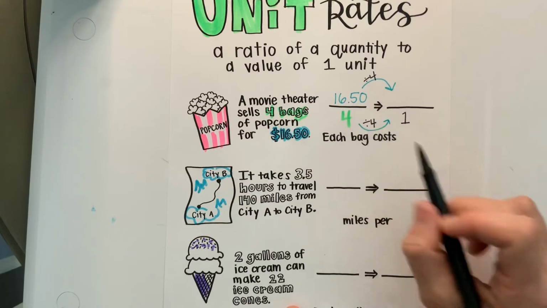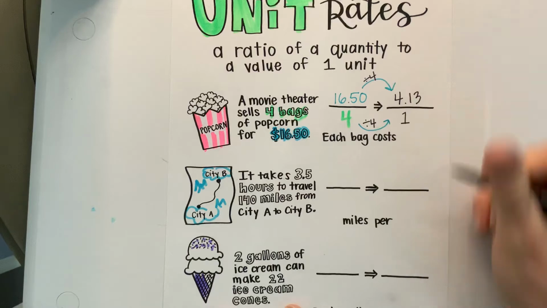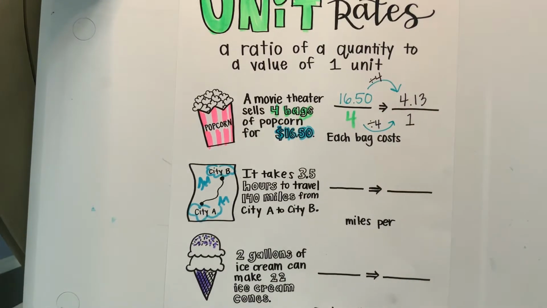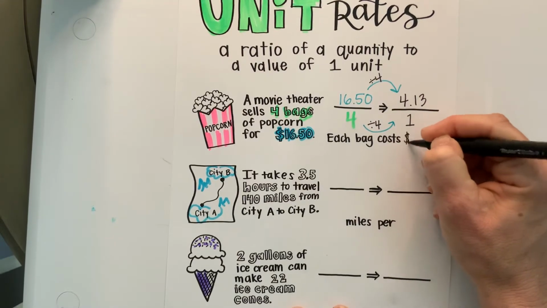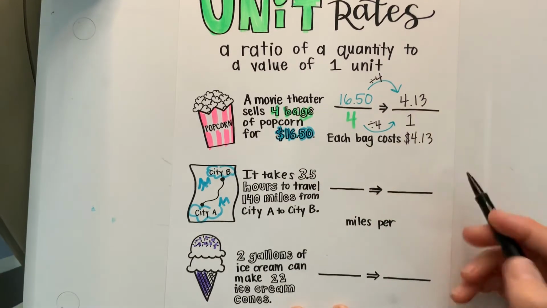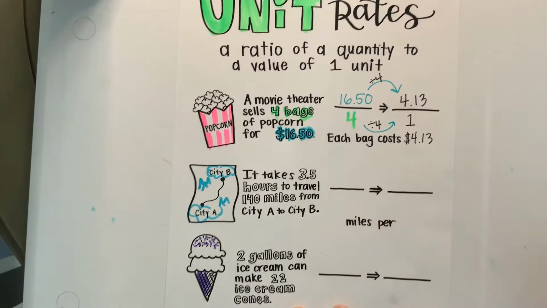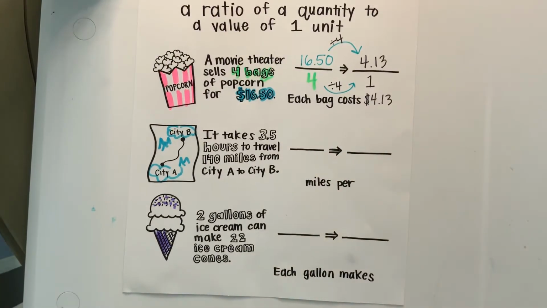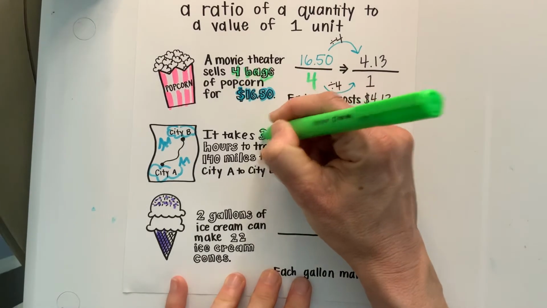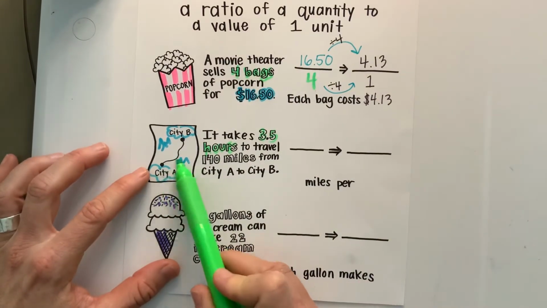So $16.50 divided by 4 comes out to be approximately $4.13. We can just round there. So my unit rate is $4.13 per bag. So each bag costs $4.13. This is my unit rate. Okay, so we have another example of unit rates with speed. So here it takes 3.5 hours to travel 140 miles from city A to city B.